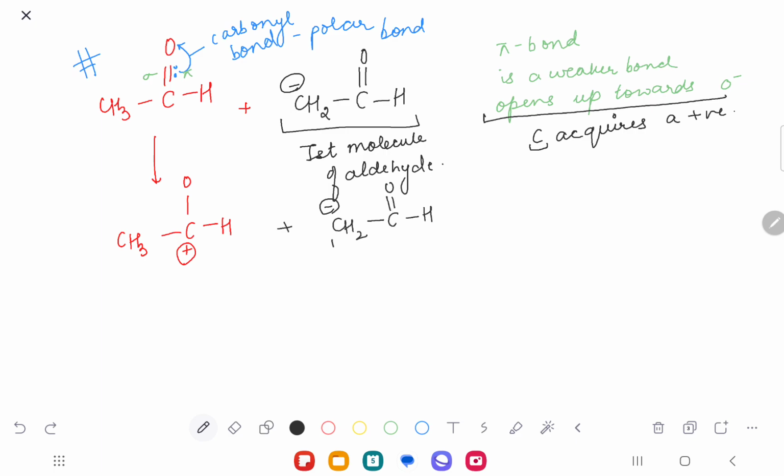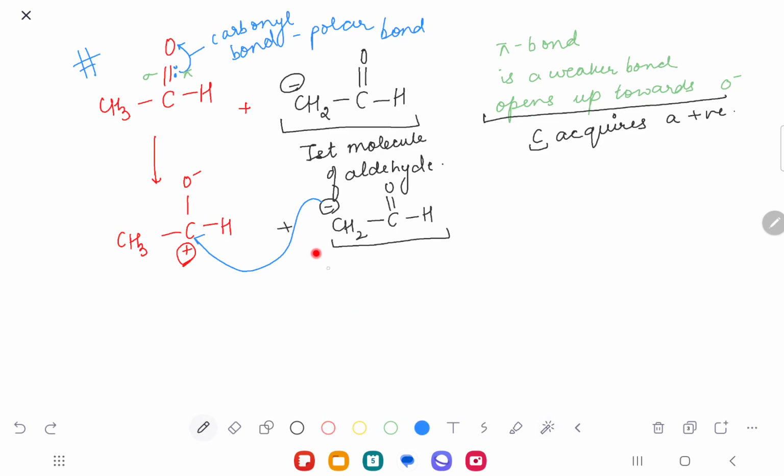So this ion is formed. Yes, and now this black negative ion is going to attack the positive charge of the red molecule. And why has this carbon acquired a positive charge? Because the carbonyl bond opens up. So you understand what condensation is. The two molecules are now about to combine to form a final product.